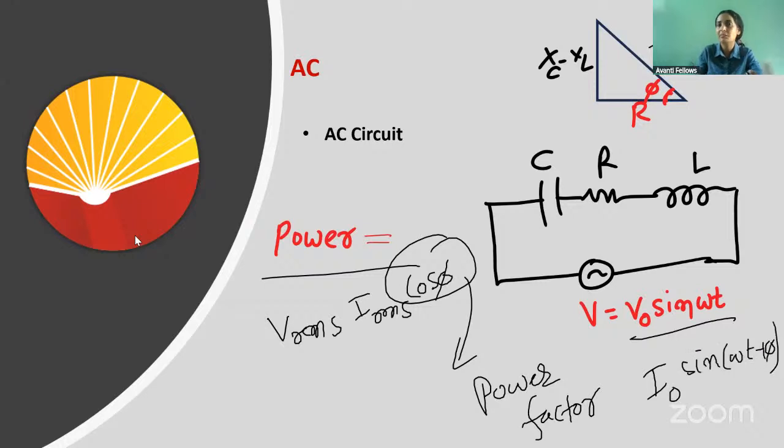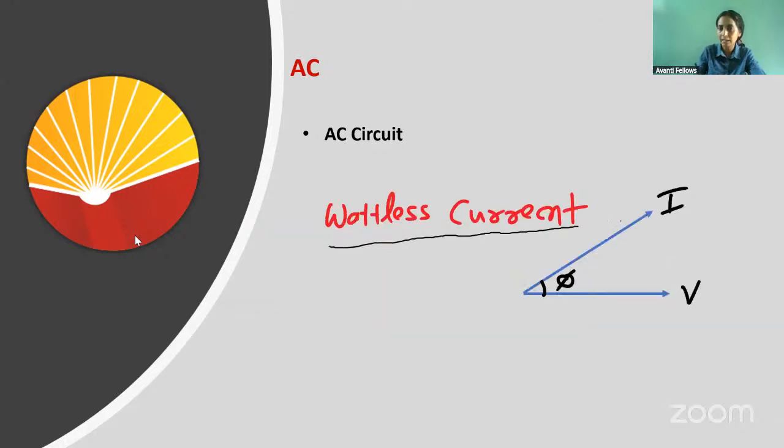What is the phase difference between current and voltage? Phi. Same thing I have written here. I have written V like this, and I like this. The angle difference between these two is phi. So this is the phase difference.